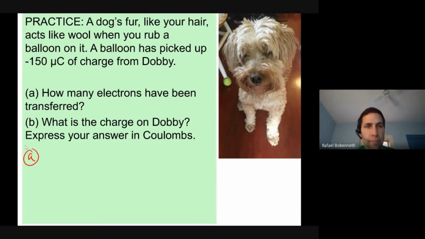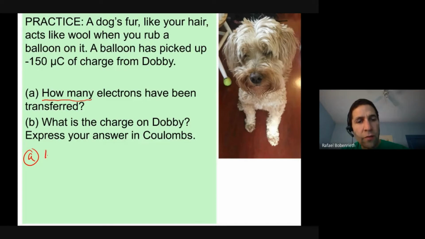Well, this is a factor label problem, by the way. So if you've been missing factor label, this is your chance. Now, when I say how many, notice I'm going to ignore the negative sign. We know if it's negative, then the electrons were transferred from the fur, Dobby's fur, to the balloon. And it's just a question of how many.